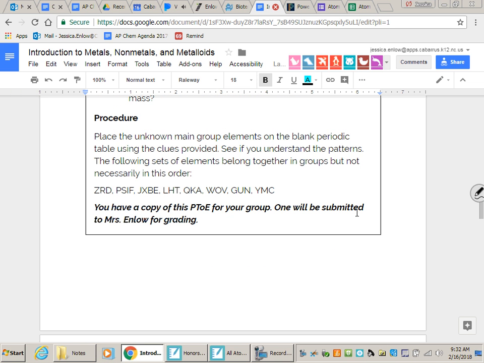Place the unknowns. You'll see a slew of letters here. These are all unknown elements. They're just elements on the periodic table, but I'm giving them a code name, Z, U, K, Y, whatever. See if you can understand the patterns. The following sets of elements belong together in groups. When I say group, you think column, right? For example, Z, R, D all belong in the same column. Q, K, A all belong in the same column. So once you figure out who one of them is, you know who the rest could be because they're in the same column. That's the trick.